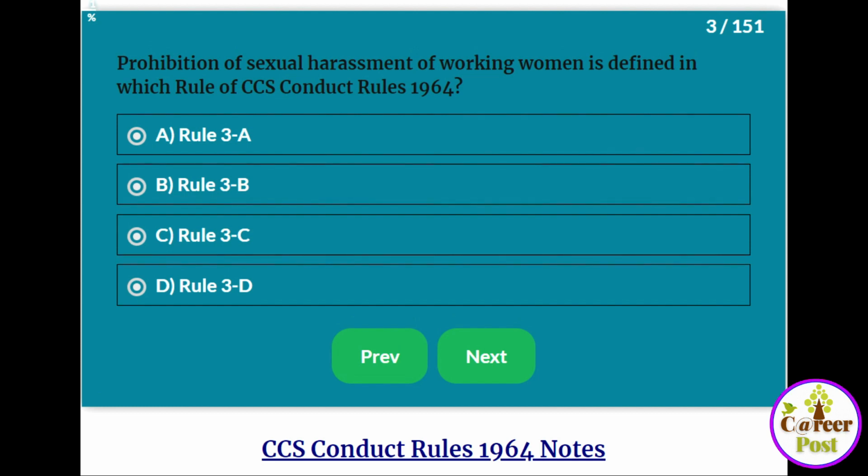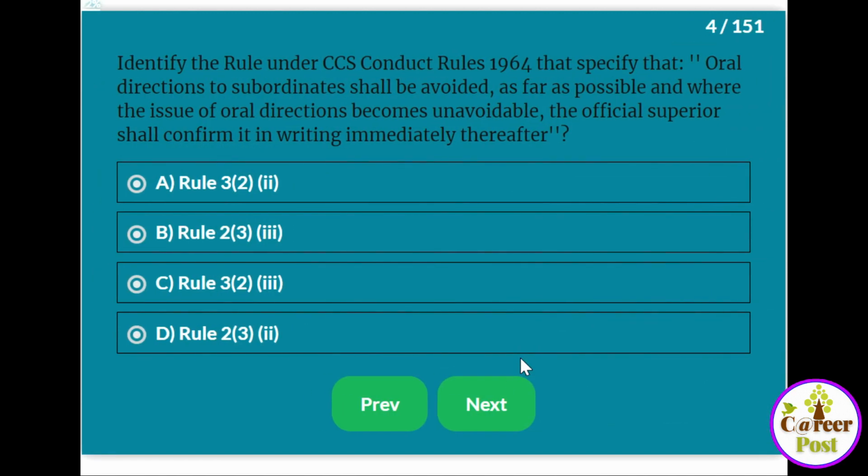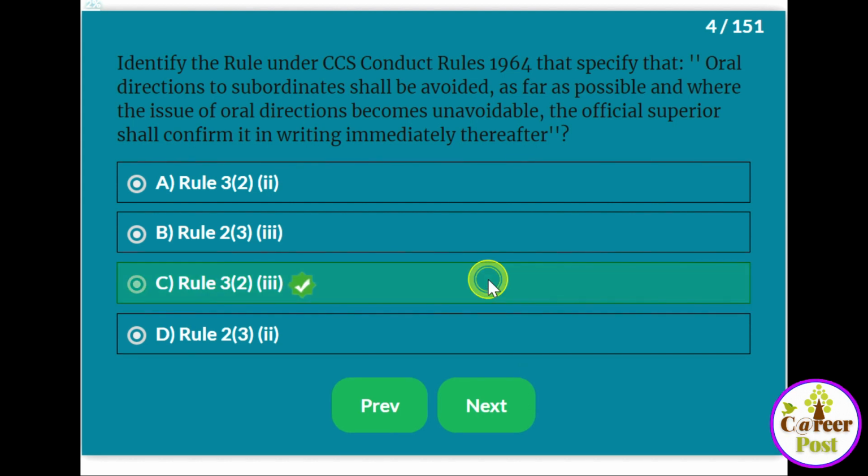Prohibition of sexual harassment of working women is defined in which rule of CCS Conduct Rules 1964? Is it Rule 3A, 3B, 3C, 3D? It is 3C. Identify the rule under CCS Conduct Rules 1964 that specifies oral directions to subordinates shall be avoided as far as possible, and where the issue of oral directions becomes unavoidable, the official superior shall confirm it in writing immediately thereafter. Identify that rule. That is Rule 3-2-3.